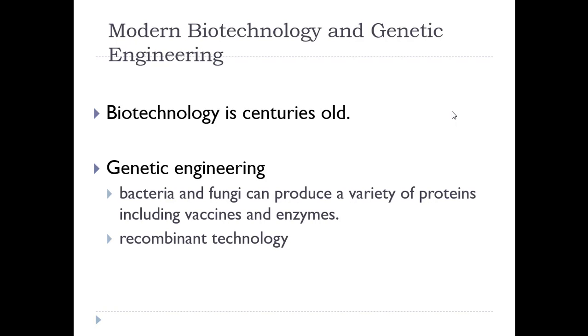Biotechnology is centuries old. There you go. Genetic engineering is where basically you can manipulate bacteria to produce proteins that are good for you. So that's what we refer to when we talk about recombinant technology. Basically taking a gene that encodes one protein and putting it into something else. So in this case, we might use an E. coli bacteria to produce insulin, so that can be helpful for humans.